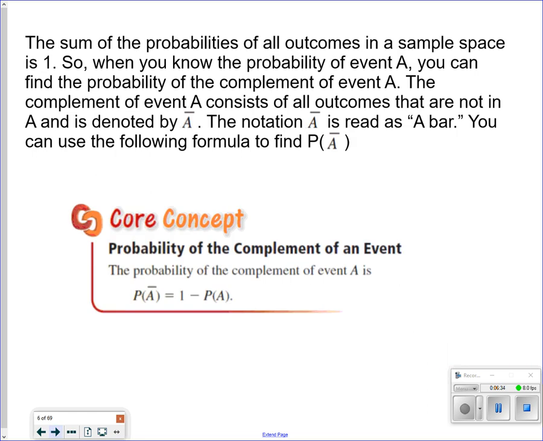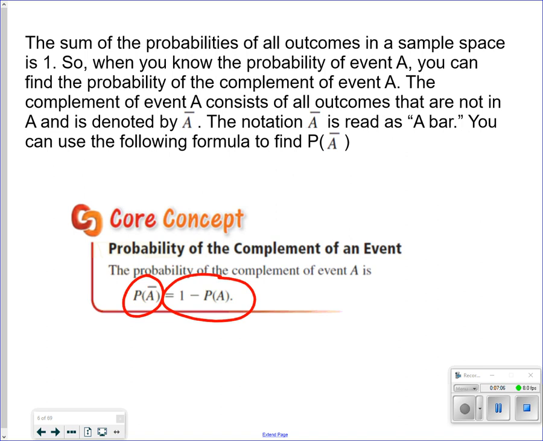The sum of the probabilities of all the outcomes in the space is 1. Therefore, when you know the probability of an event, you can also find the probability of the complement of the event, meaning when the event does not occur. The complement of A consists of all the outcomes that are not A and is denoted by an A with a line over the top. So the notation A with a line over the top is read as A bar. You can use the following formula to find the probability of A bar. So 1 minus the probability of A would be the probability of A bar.